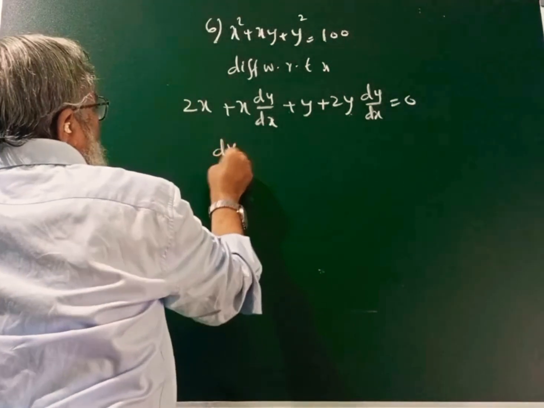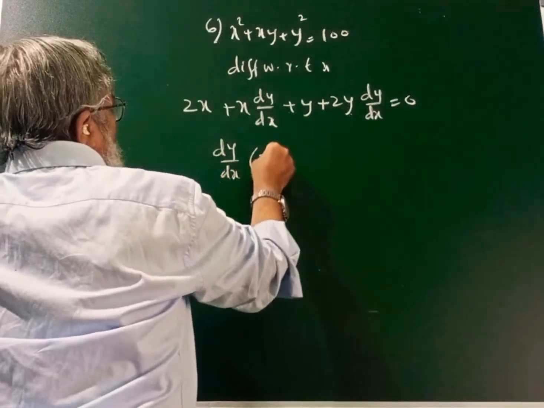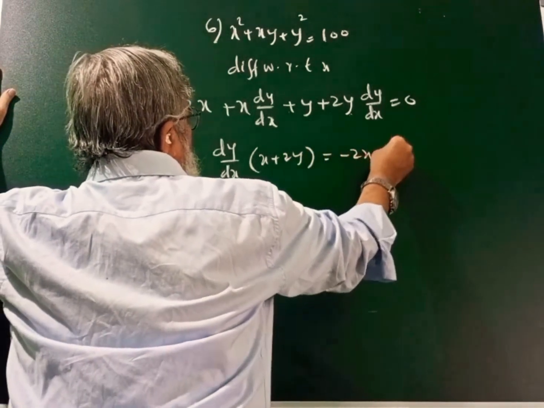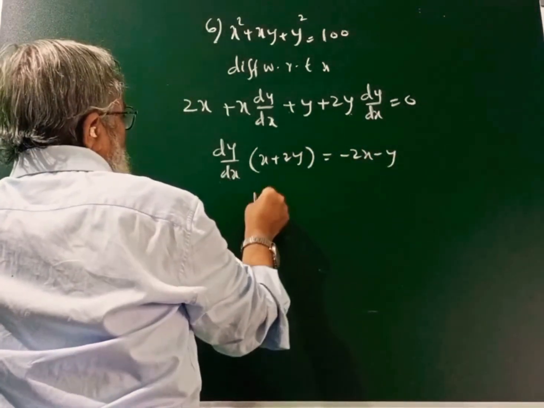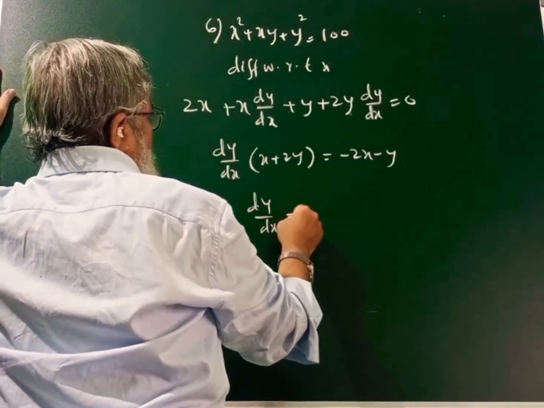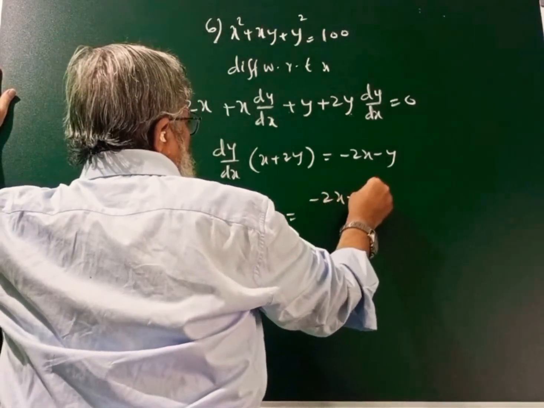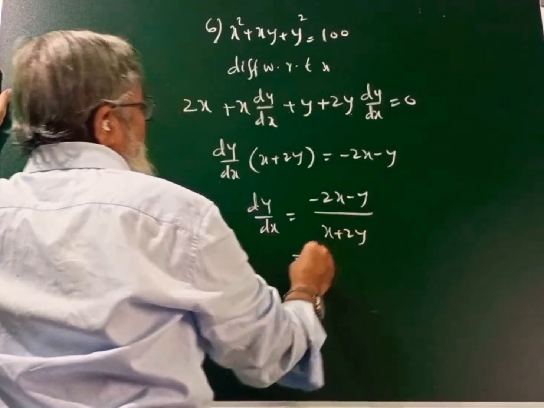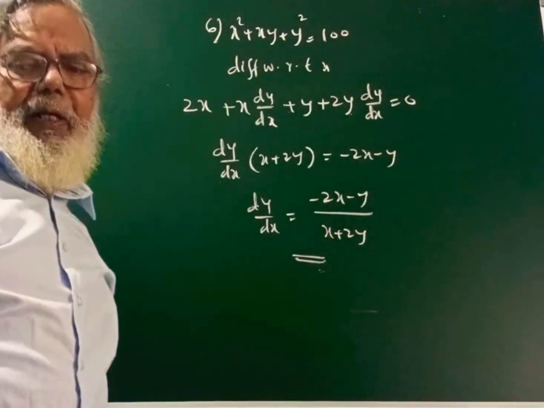We take dy by dx common. It is dy by dx into x plus 2y is equal to minus 2x minus y, or dy by dx is equal to minus 2x minus y by x plus 2y, which is the value of dy by dx.